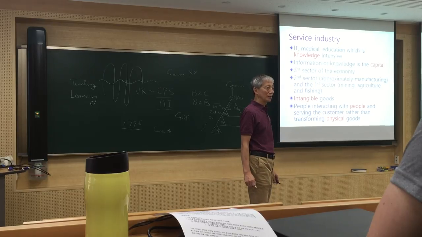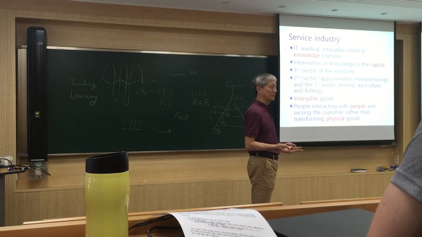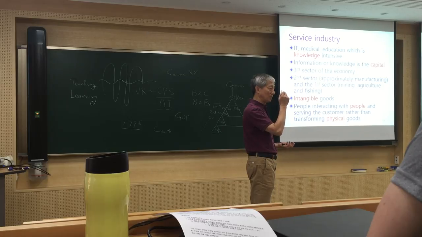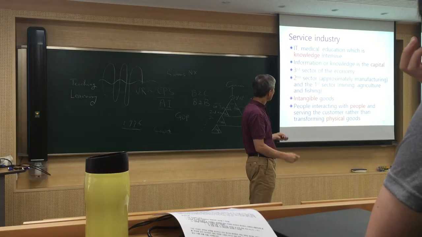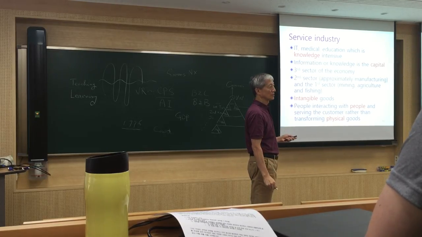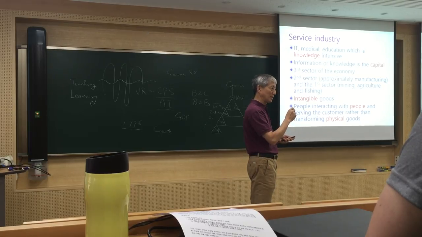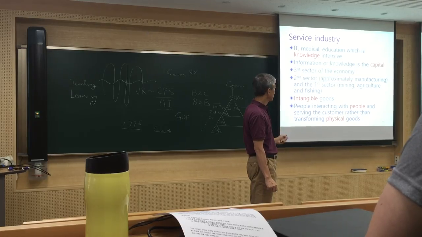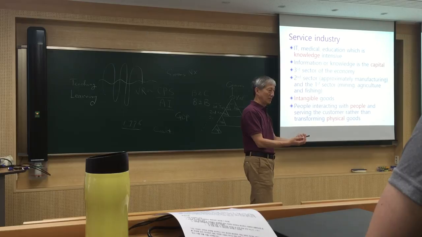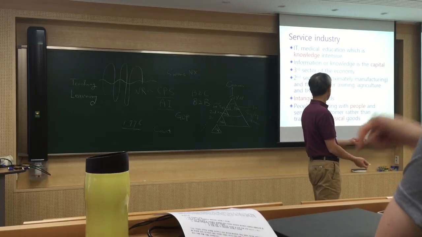Google: where does its value come from? The most valuable company in the world, Google. What is their asset? What is the capital of Google? Information, data. So Google is number one. But it is intangible. You cannot touch it.